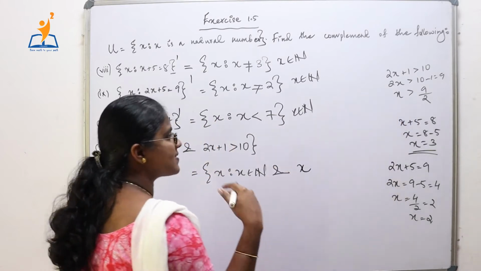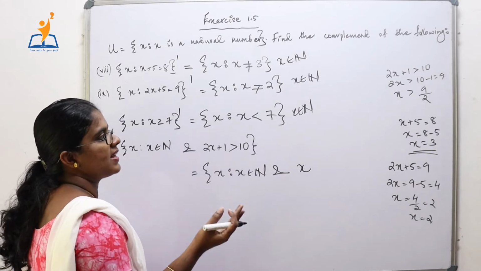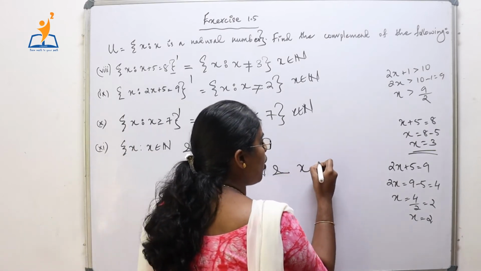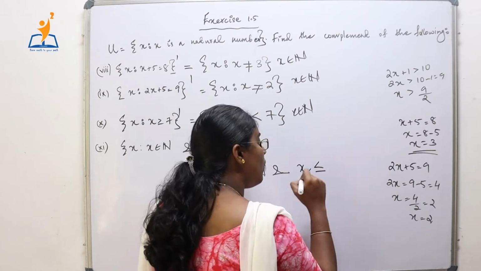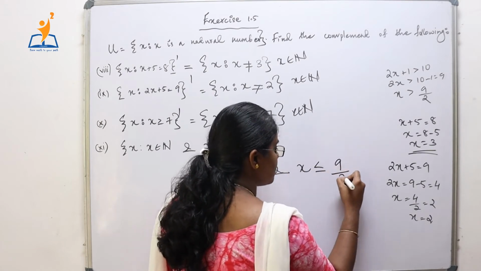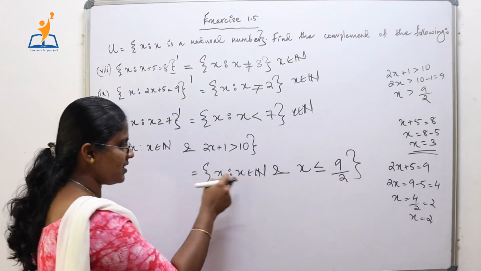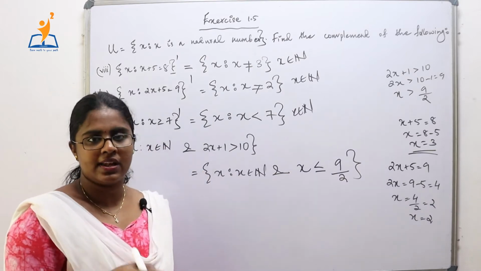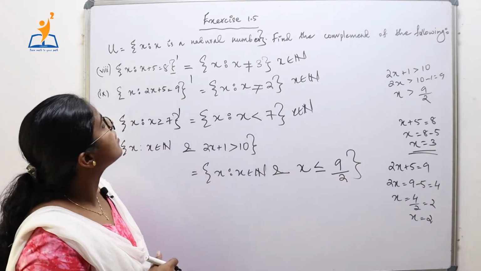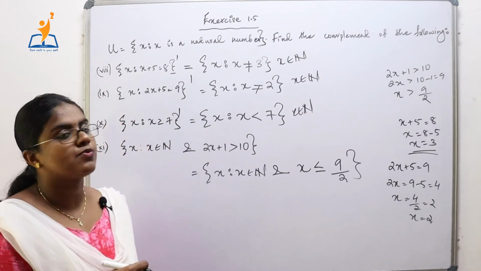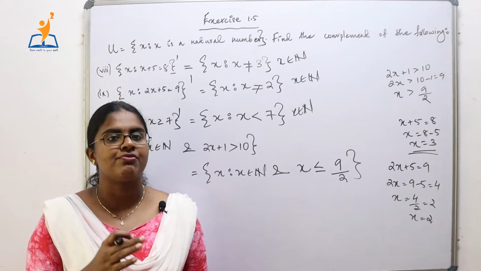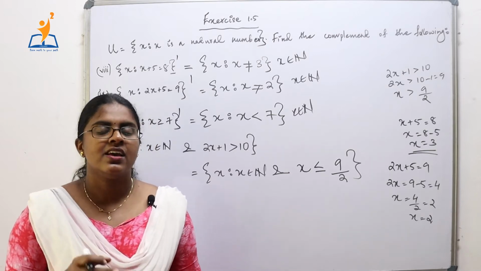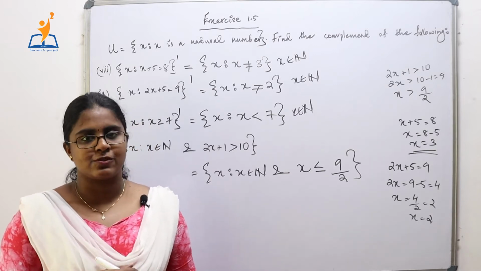The set x contains the elements which are greater than 9/2. So the complement will contain the set of x which is less than or equal to 9/2. There is one more condition, that x is a natural number. So that's the end of question number 3 of exercise 1.5. Do carefully while finding the complement of a set. Now we can move to the next question.